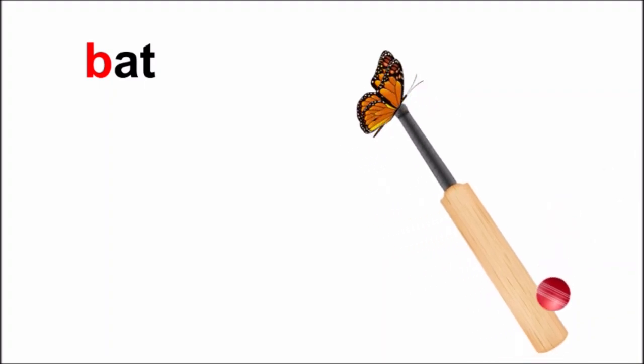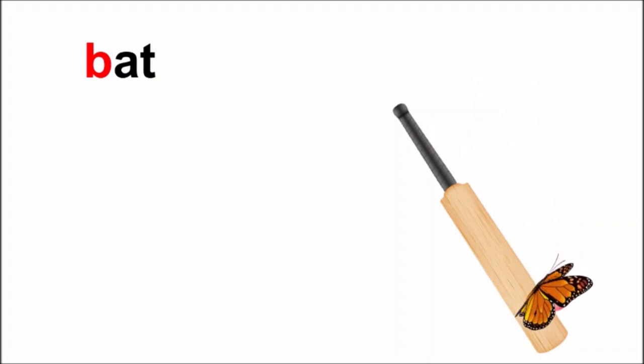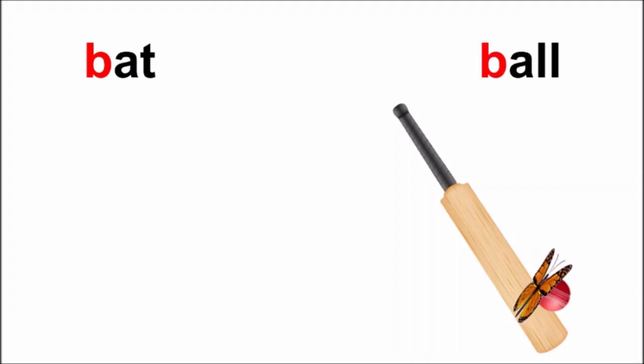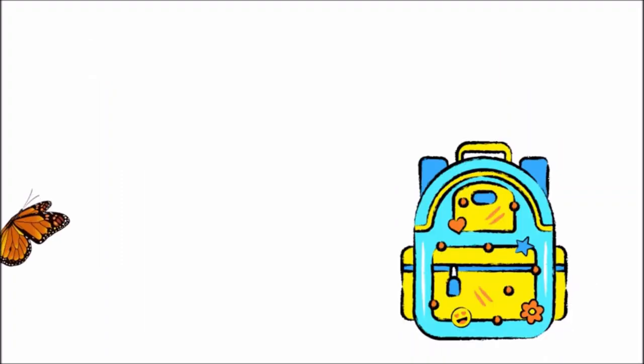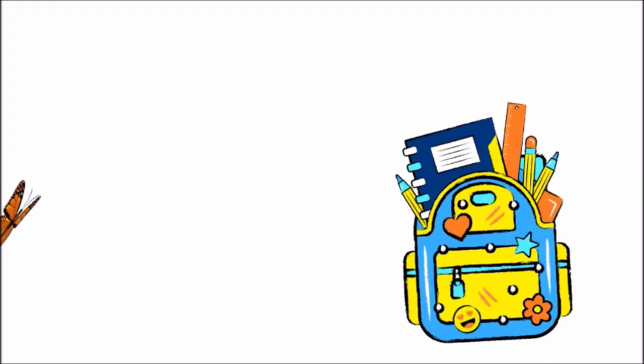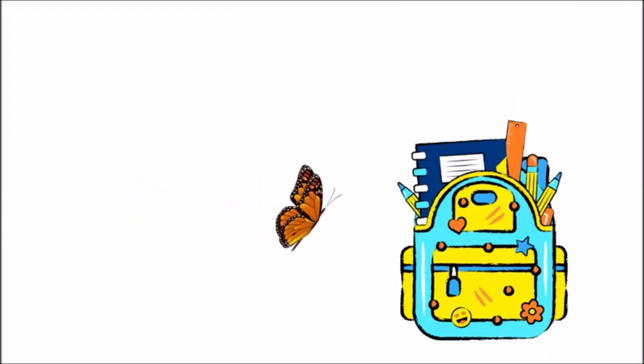And what is this, children? Look, butterfly is sitting on it. What is this? Yes, this is a ball. Biba ball. And the game you play with bat and ball is cricket. Now let us see, where is this butterfly going to sit?